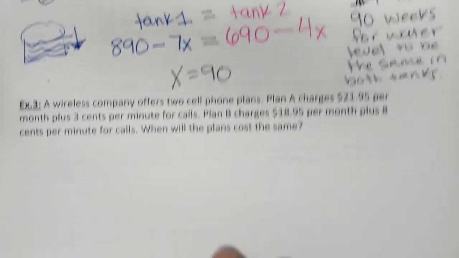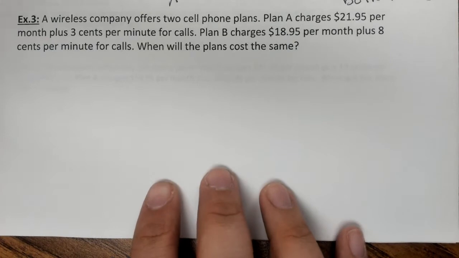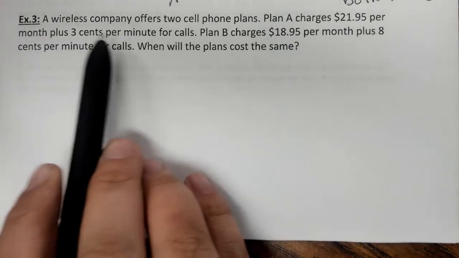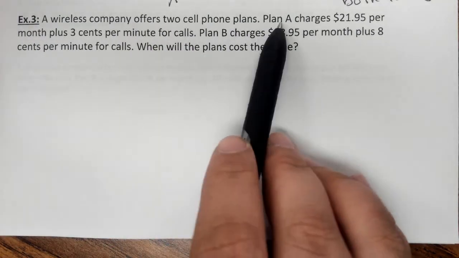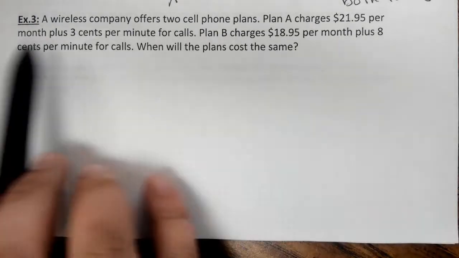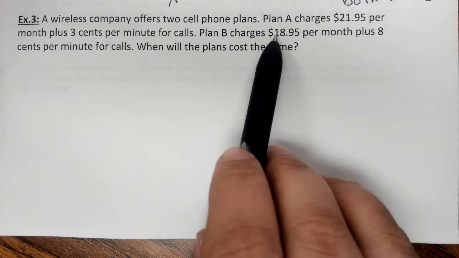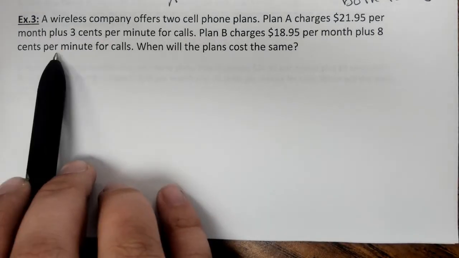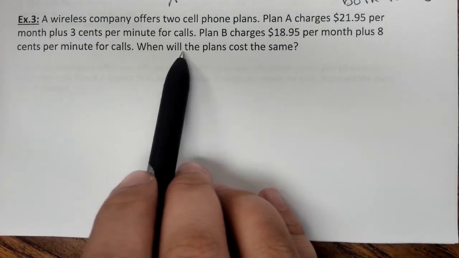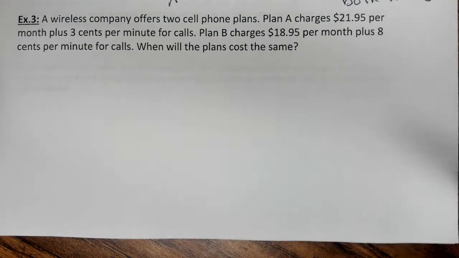And now we'll look at example number 3. A wireless company offers 2 cell phone plans. Plan A charges $21.95 per month plus 3 cents per minute for phone calls. Plan B charges $18.95 per month plus 8 cents per minute for phone calls. When will the plans cost the same?